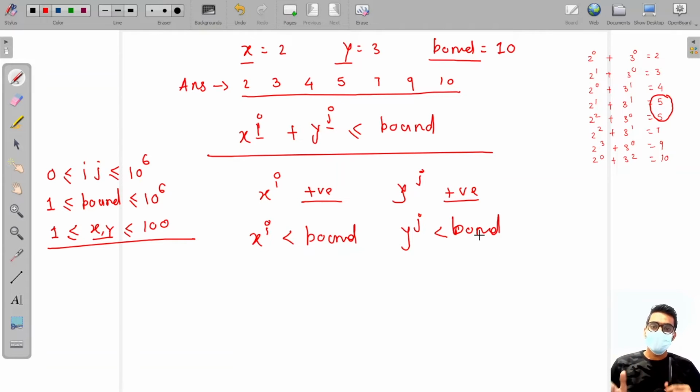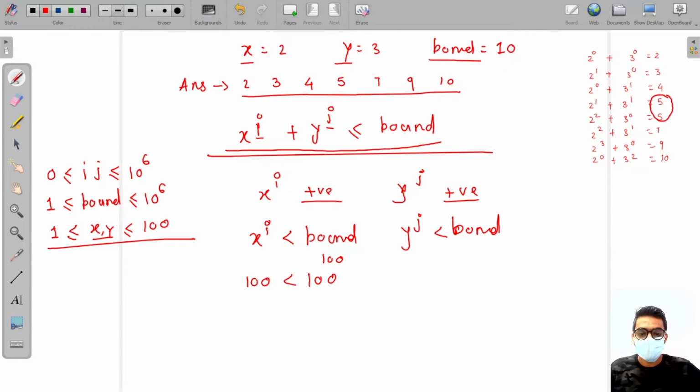Why is it not equal to? That means, why is x raised to i less than or equal to bound, and why are we not using the equals operator here? Because let's say bound is 100 and this value is also 100, then 100 is less than 100 is not a true value. So we say that if both come, then it is less than or equal to bound, and we need to satisfy this condition.